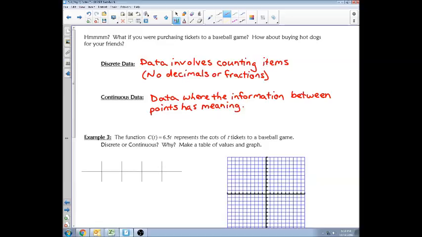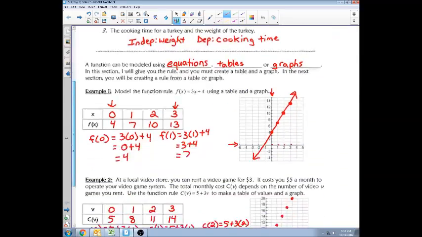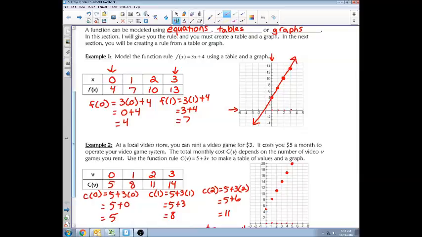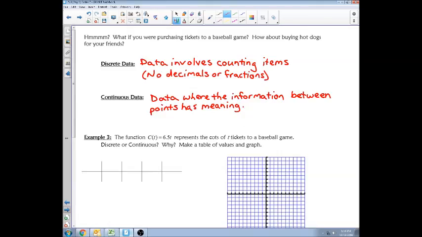Well, really, the easiest way for me to explain this, I guess, would be back at example 1. It's not a story problem, I'm aware, but on example 1 here, all of the information on that line is part of our solution. So the information in between the data points actually has meaning. So it can, in fact, have decimals and fractions. Okay? All right. On to example 3.